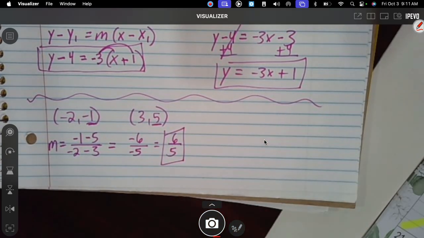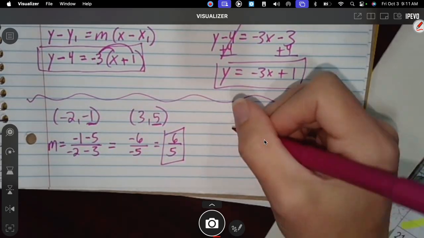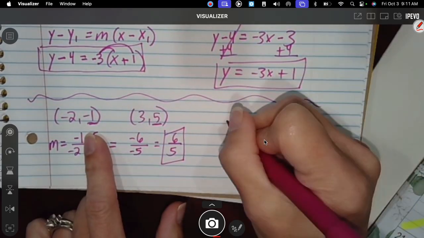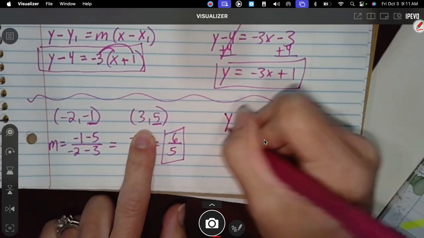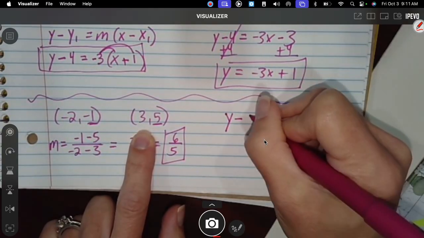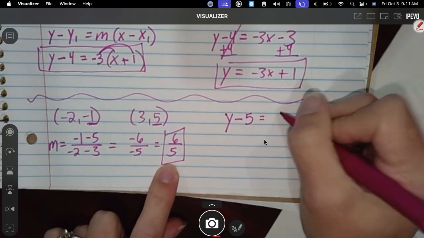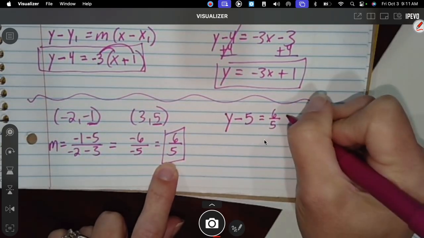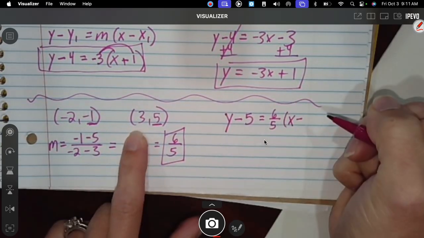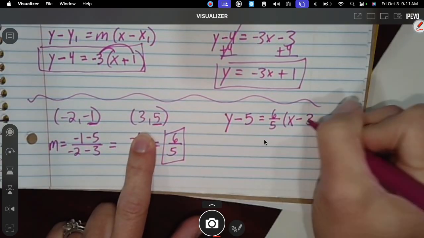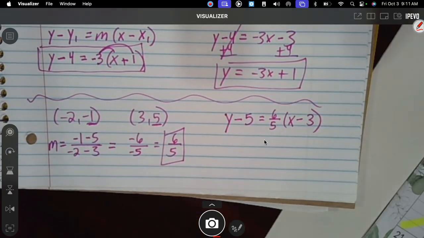Now do I have a slope and a point? I do. It doesn't matter what point you pick. This is either answer. Okay, you could have done y, we'll do this one first, minus your y value, which is 5, equals your slope, and then x minus our x value, which is 3. That's one of our possible answers.